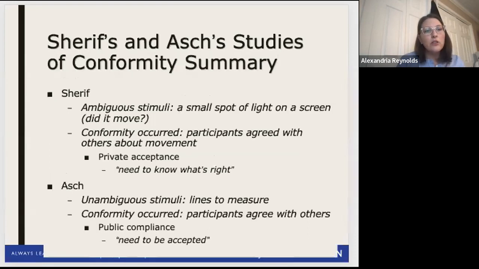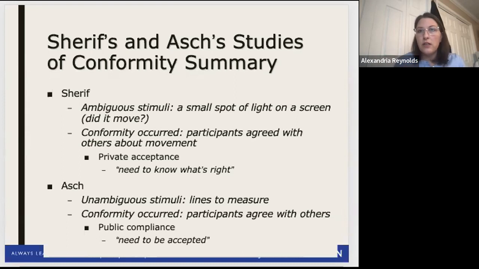The last thing I want to talk about to kind of summarize what we've done here, and then next class we'll get into consequences of normative social influence. Last thing I want to talk about is the fact that we want to be accurate. Now, Asch's study, there were very unambiguous stimuli. It was a clear right or wrong answer. And these, you measured these lines. This is where we saw conformity, participants agreed, and it resulted in public compliance because they wanted to be accepted, but they didn't privately accept the answer.